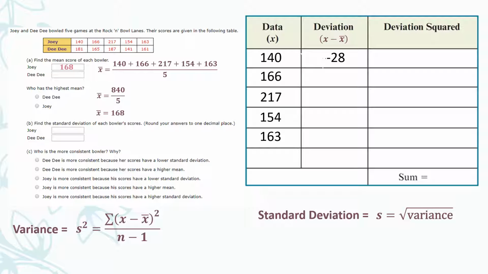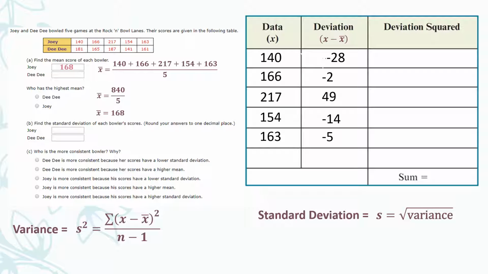Y'all, I'm struggling in this video, but we're going to get it done. The next deviation, remember it's the data value minus the mean, so 166 minus 168, which is negative 2. Then our next deviation, 217 minus 168, is 49. Then 154 minus 168, this is also going to be a negative number, you can already tell. That's going to be negative 14. And then our last deviation, 163 minus 168, is negative 5.